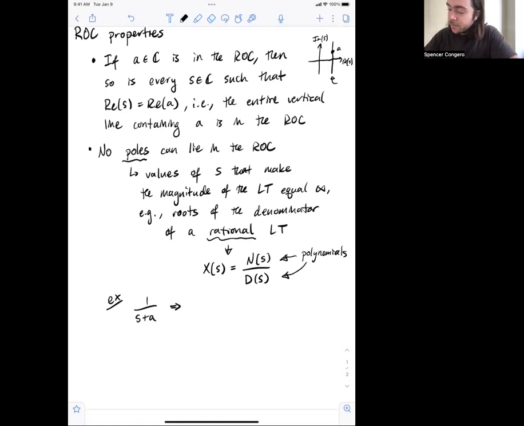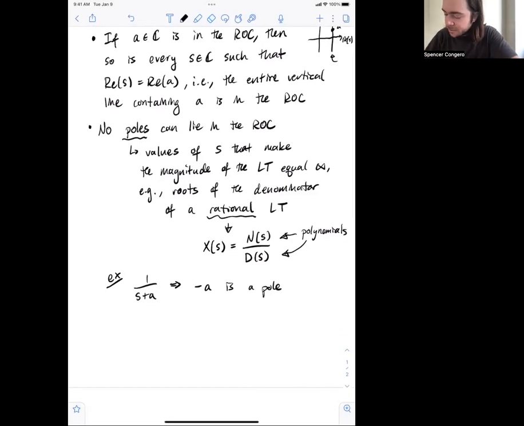And so where are the poles? They're going to be the roots of the denominator. We look at the denominator and ask what values of S make the denominator equal 0. We can see that negative A is a pole here. Here's another example, 1 over S minus 3 squared. Again, that's a polynomial in S in the numerator and the denominator, so this is rational. What value of S makes the denominator 0? Well, 3. 3 is a pole.